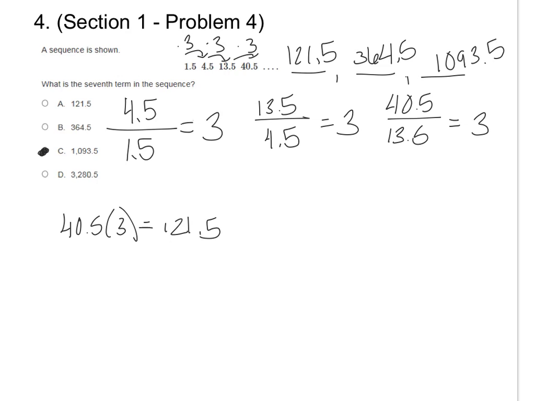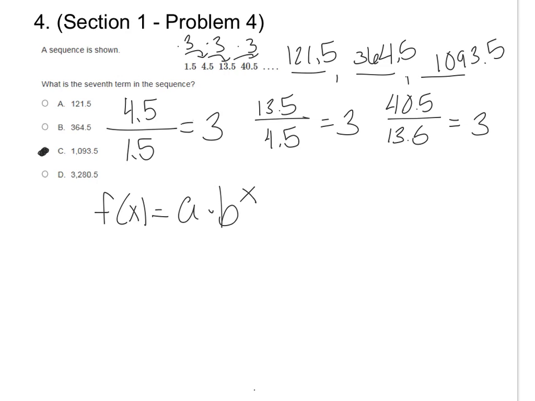So on your test, on the MCA test, they give you a formula for a geometric sequence, which looks like this. It says f of x is equal to a times b to the x. And that's all they give you. They don't really tell you what a, b, x, all of that stands for. So I'll go through that. This is just a function, and then the x is saying what term you're trying to find. So in this example, it would be a 7, because we're trying to find the 7th term.